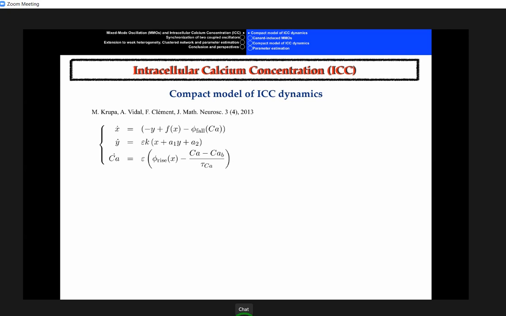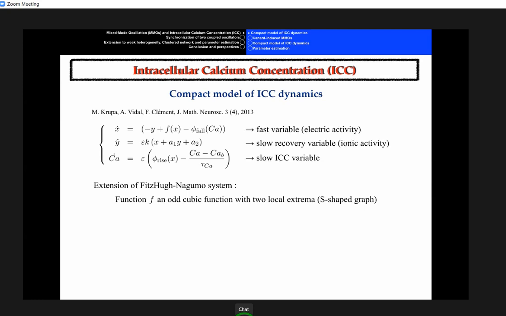So this is the system for single neuron ICC dynamics. It's an extension of the FitzHugh-Nagumo, as I said. The function f is an odd cubic function, so it is S-shaped, as in the FitzHugh-Nagumo system. We have the fast variable x that stands for the electrical activity, the slow recovery variable y, which stands for the ionic activity, and the slow ICC variable, Ca, here.